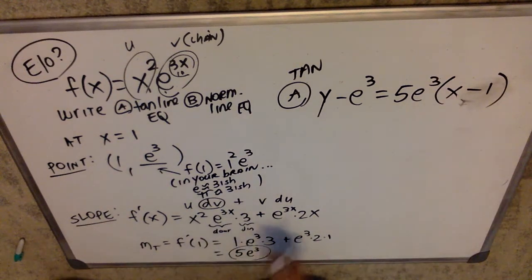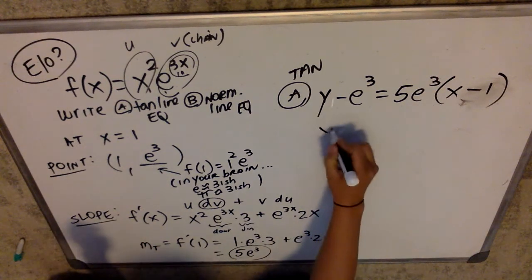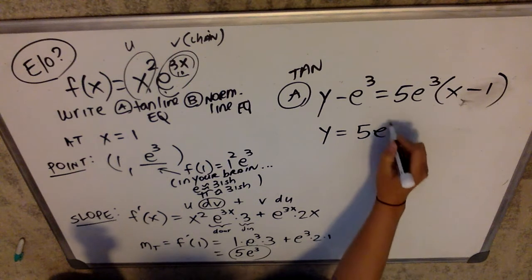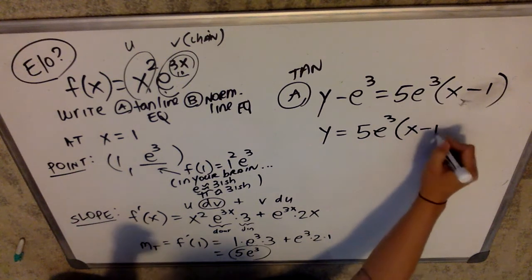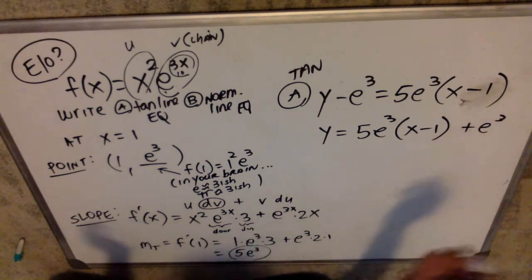I was thinking it was a negative 1. And you should leave it like that. If you stubbornly insist on solving for y, you should just add the e cubed over and leave it alone. See how that plus e cubed is just sitting at the edge?